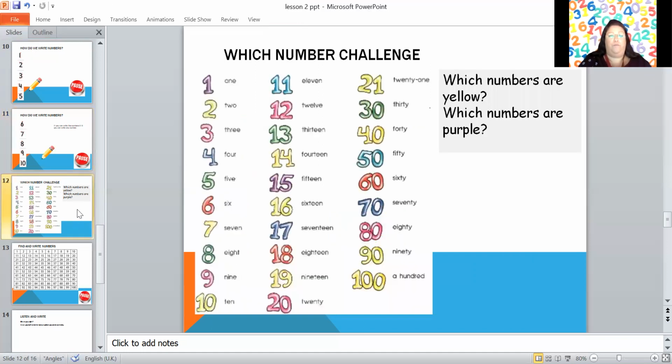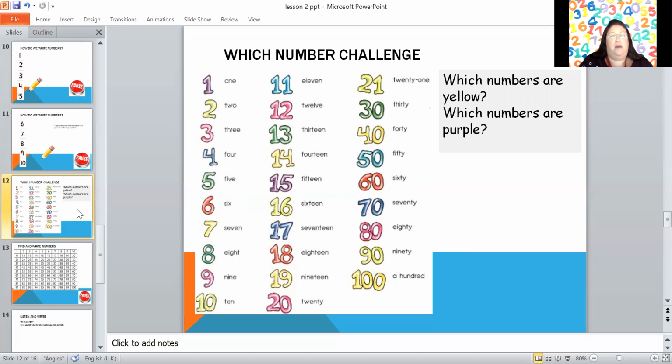Now we're going to move on. This is another number challenge. Now, the numbers before in our number challenge were quite low, weren't they? This time, there are numbers all the way up to 100. Not all of the numbers, but some numbers up to 100. So I'm going to call out a colour, and you're going to tell me what numbers you can see in that colour.